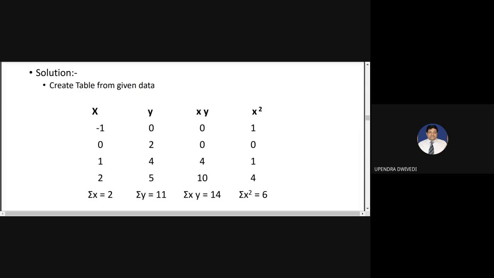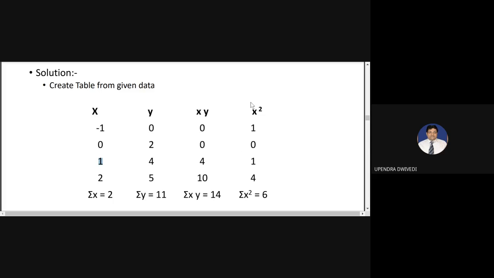Then we take x into y. Here we take x1 and multiply it with y1. When we multiply minus 1 by 0, it becomes 0. When we multiply 0 by 2, it becomes again 0. When we multiply 1 by 4, it becomes 4. And when we multiply 2 by 5, it becomes 10. Again, we take the summation of all the x times y values. So it will be 0 plus 0 plus 4 plus 10, which is equal to 14.